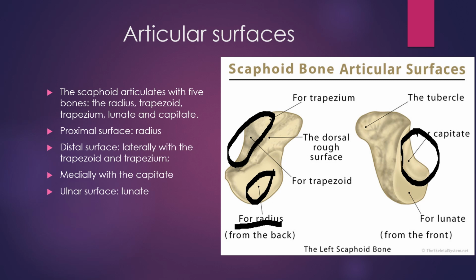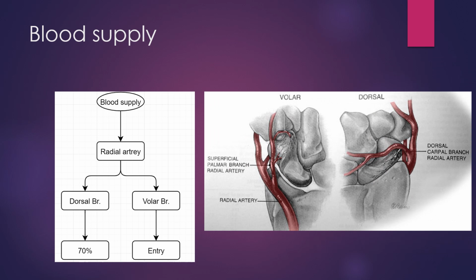And the ulnar surface articulates with the lunate. So this part articulates with the lunate. So it articulates with five bones. Then coming to the blood supply is very important because there are a few peculiarities about the blood supply of the scaphoid bone. Blood supply is only by the radial artery.